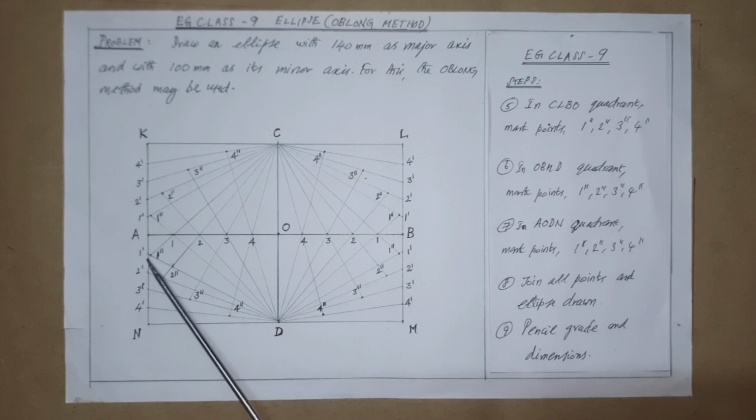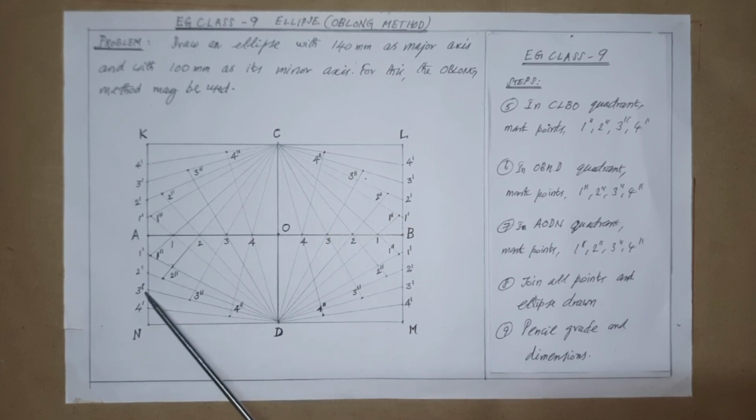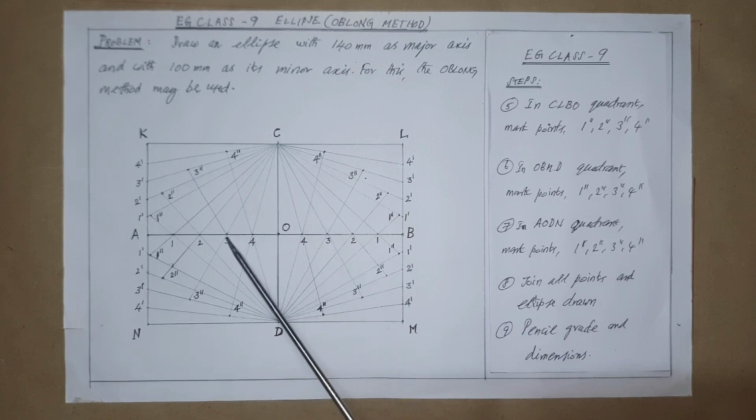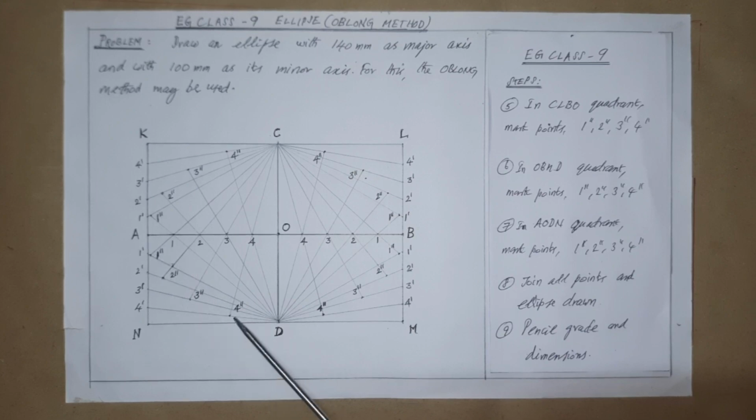D1 dash meet C1 at 1 double dash. D2 meet C2 extension at 2 double dash. D3 dash meet C3 extension at 3 double dash. D4 meet C4 extension at 4 double dash. Similarly, these 4 numbers are to be arrived. Now, we have obtained all the numbers.